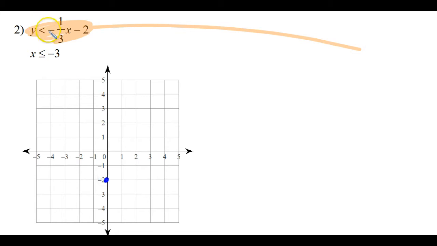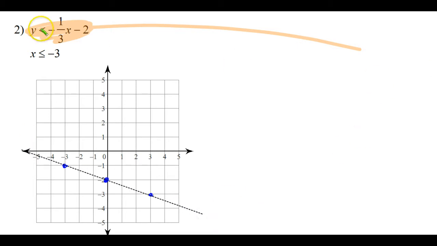This says -1/3, so I'm going to be sure I go down 1 over 3, making sure my line goes down. So up 1, 1, 2, 3. If I reverse it, so that line's going down. This says less than. There's no equal to, so that's going to be a dotted line. I'm going to make sure I go all the way across the graph.